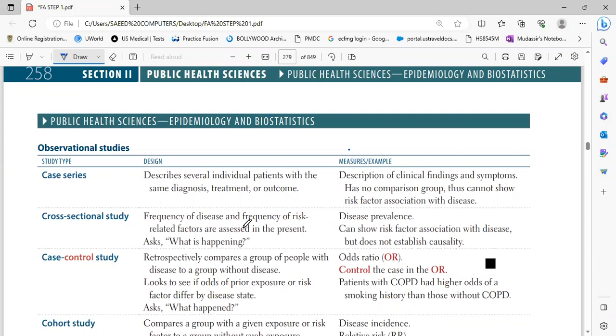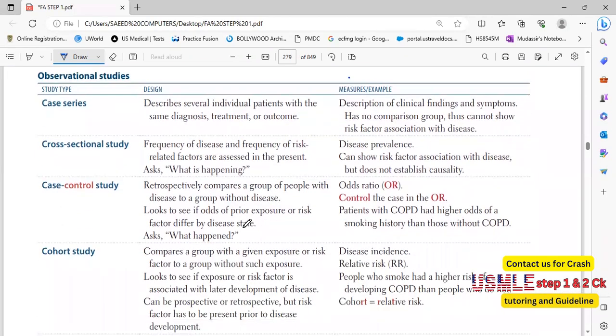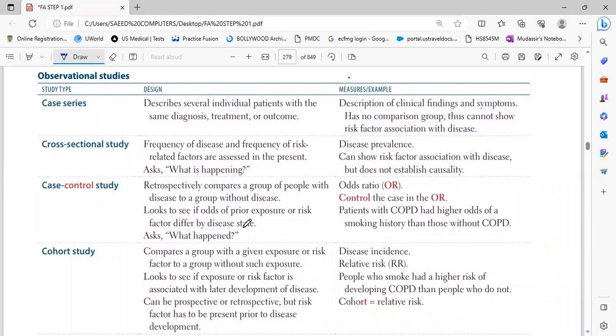Then is the cross-sectional study. A cross-sectional study is just a snapshot of time. We just see the disease prevalence. Like here, a common example is given in New York: 80% of the population have pneumonia, 20% do not have that disease. So that is just a cross-sectional study. You will just take a cross-section of some area and check the disease prevalence.